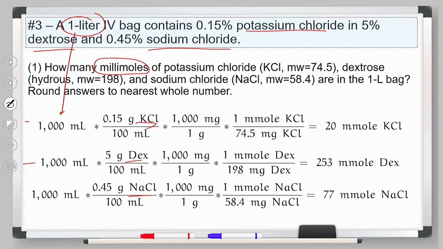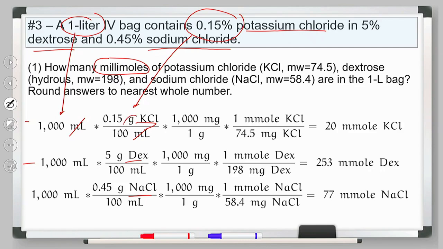And for the potassium chloride, what is our concentration? 0.15% weight per volume. So that means 0.15 grams per 100 milliliters. That's why we started with milliliters, because if I multiply by that, I can convert my 1 liter bag, my 1,000 milliliters, to grams of potassium chloride. Everyone okay with that? That's chapter 6. We practice that. That's where we can convert a volume to a weight using a concentration of weight per volume.